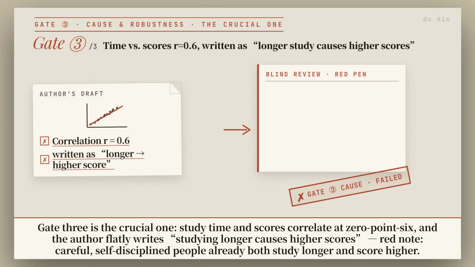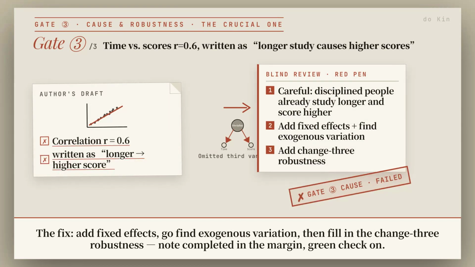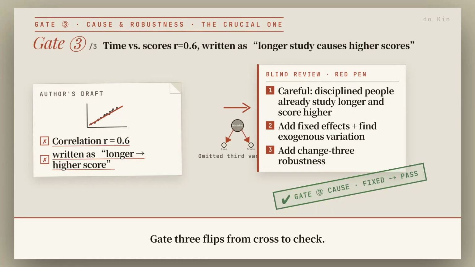Gate 3 is the crucial one. Study time and the scores correlate at 0.6, and the author flatly writes, studying longer causes higher scores. Red note. Careful, self-disciplined people already both study longer and score higher. So the gray ball that pops up in the middle, self-discipline, is the third variable you left out, with arrows pointing to both sides. The fix, add fixed effects. Go find exogenous variation, then fill in the change 3 robustness. Note completed in the margin, green check on. Gate 3 flips from cross to check.